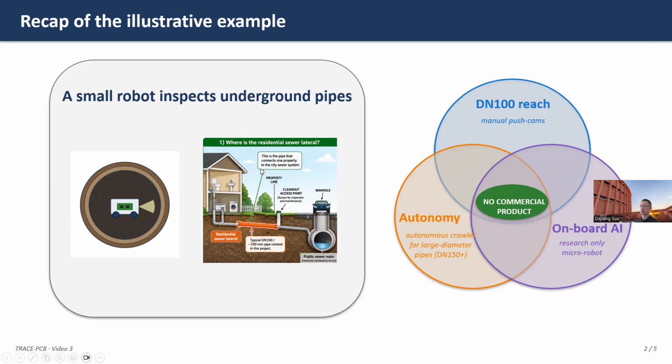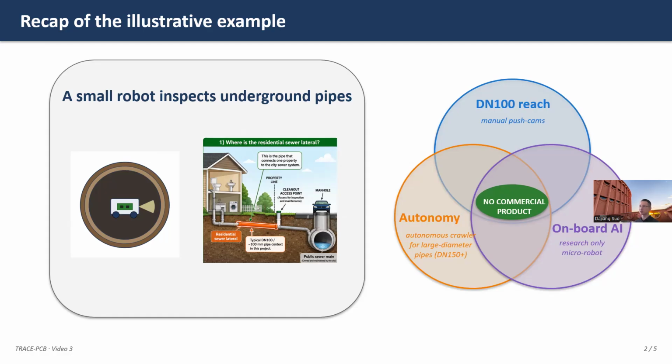Last time I showed you how we can leverage Agentic AI to help us do some market research and understand our customer needs. By the end of last time, we reached the conclusion, we made the decision that we want to build a PCB to control this robot to focus on something called a residential sewer lateral. It often has a diameter of 100 millimeters, represented by DN100.